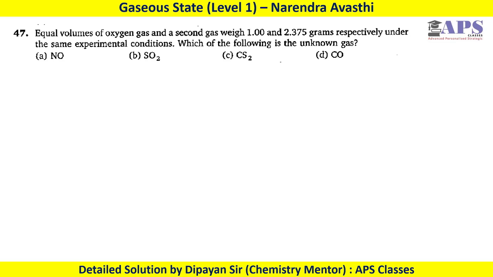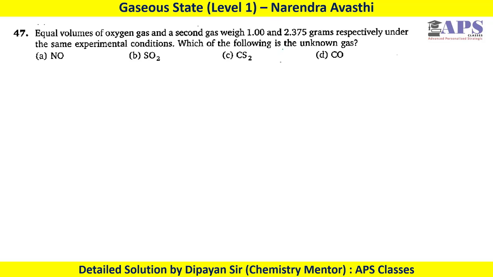In question number 47, equal volumes of oxygen gas and a second gas weigh 1 and 2.375 grams respectively under the same experimental condition. Which of the following is the unknown gas?